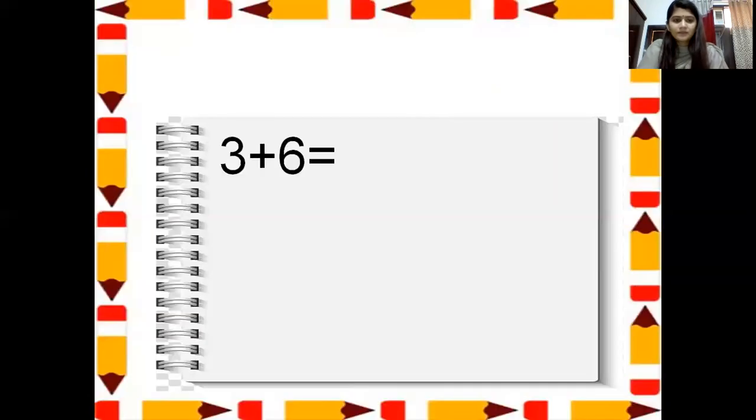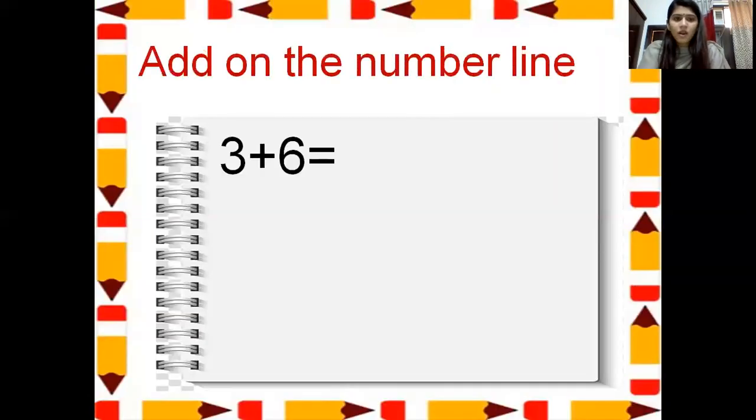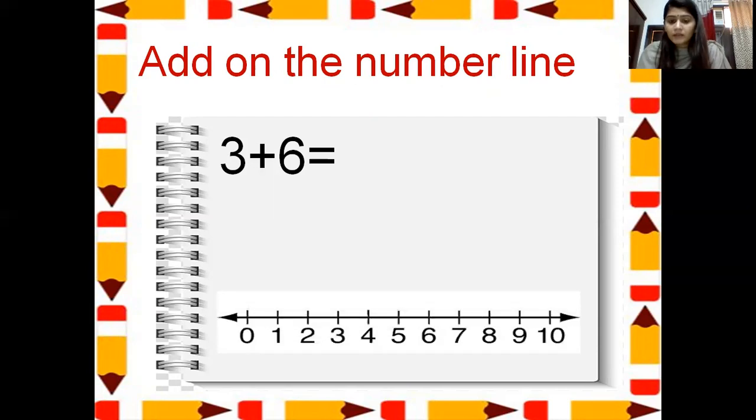This is done. Next is add on the number line. We have to add numbers using the number line. So we have a number line here. Now 3 plus 6. The first number is 3. So we will start from 0 and we will jump to 3 because the first number is 3.